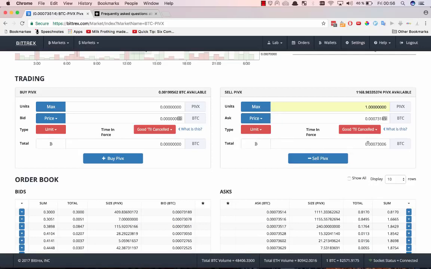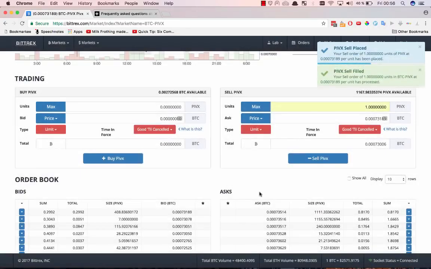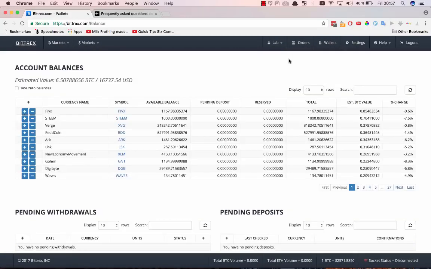If this goes through, I will get 0.00073 BTC. Let's do it. And there we go, it's filled. I have now sold my Bittrex. So that was all about buying and selling. We've also looked at how to deposit. Now we're going to look at how to withdraw.